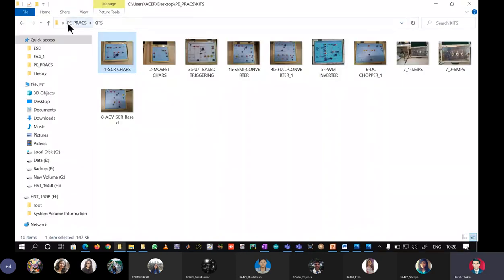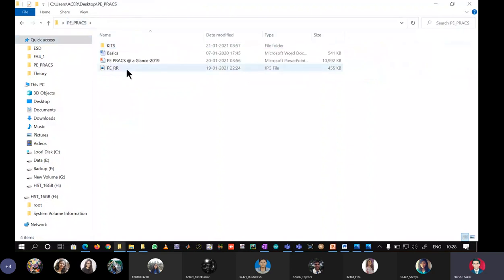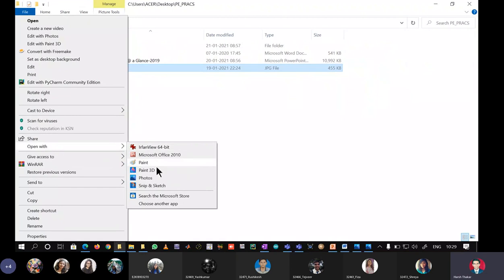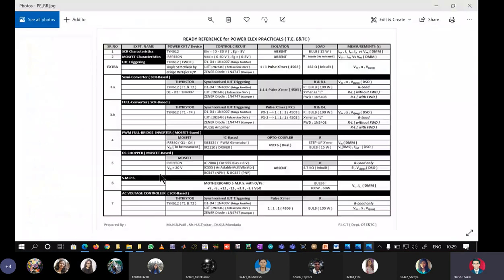Last but not the least, I wanted to show there is something called a ready reference sheet, which we have made for the students. It is not relevant now, but is relevant once your experiments are over. This one particular sheet tells us the details of all the kits. We have the experiment name, then in this particular kit, which power devices are used along with part numbers, and in the control circuit, which components are used along with the part numbers.